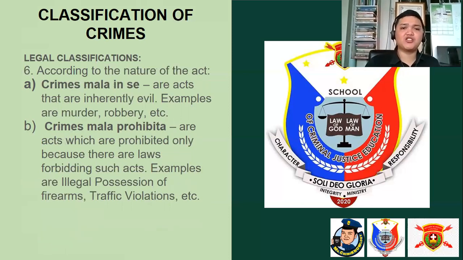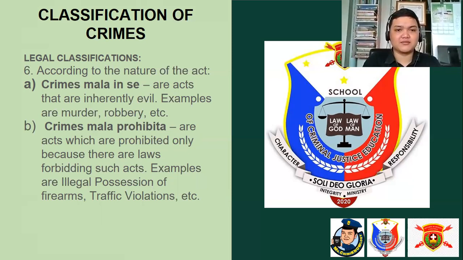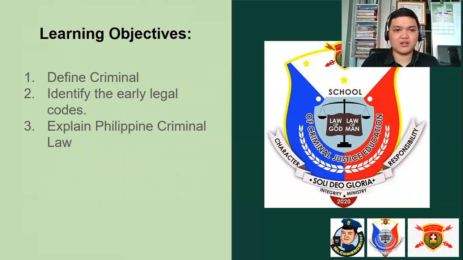Next, according to the nature of the acts, there is mala in se, as I said kanina, inherently evil, naturally evil. Kahit walang law, masama ginawa mo, like pagpatay, pagnanakaw, etc. And letter B, we have mala prohibita, acts that are prohibited only because there are laws forbidding such acts. Example, illegal possession of firearm, traffic violation, etc. Okay? And we have the next. Let's see some more if we still have things to discuss.